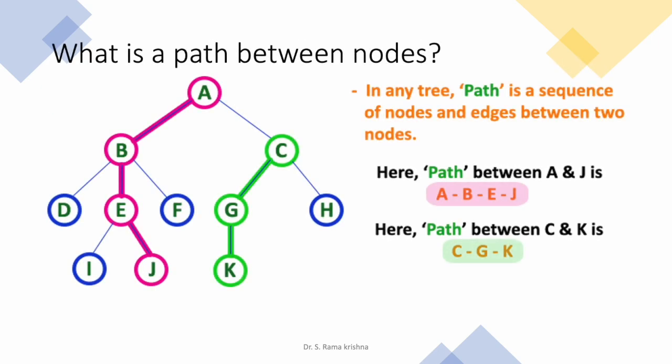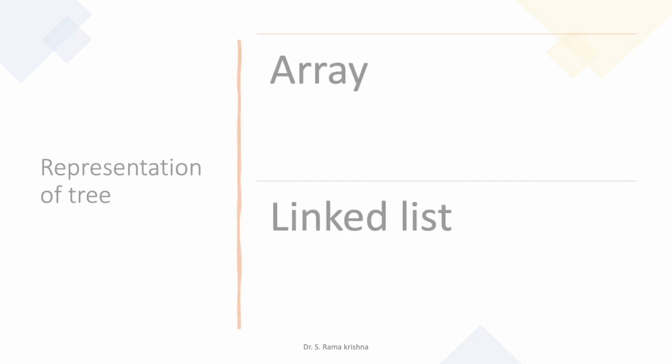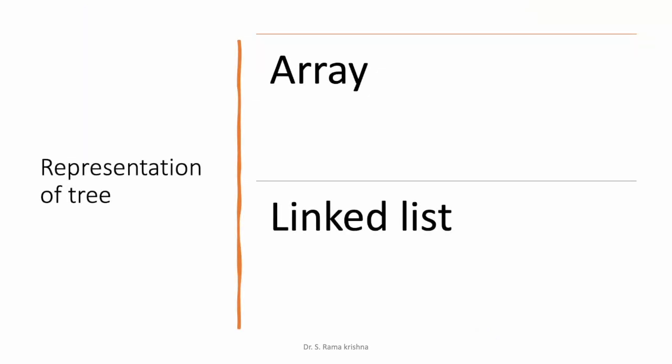A path is a set of edges and nodes that connects any two nodes. The tree of any child node is called a subtree. There are two different representations for the tree. One is an array, the other one is a linked list.